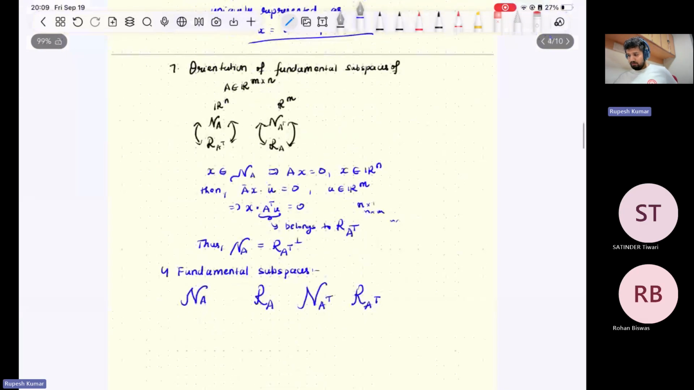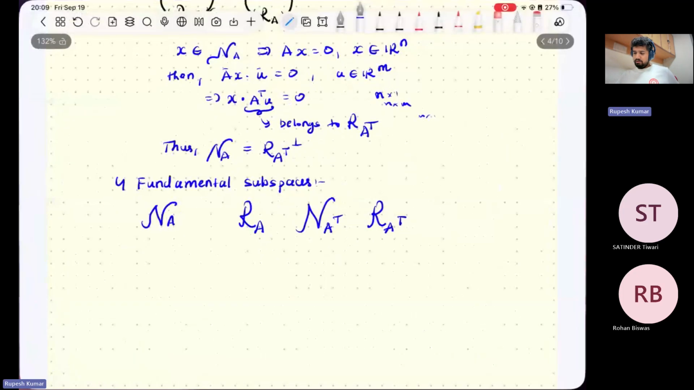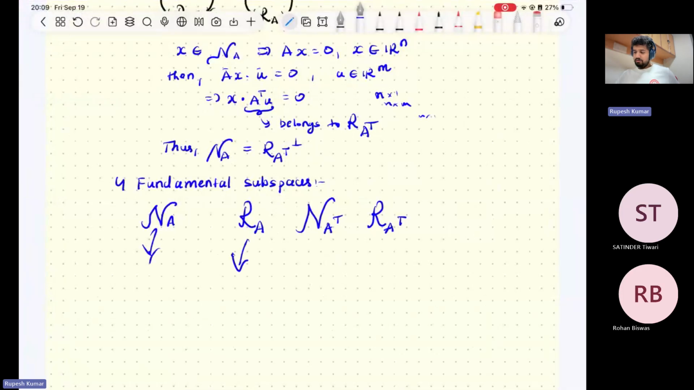Fine. And the last thing is orientation of the subspaces. We already saw the null space of A, the range space of A, then again the null space of A transpose, the range space of A transpose, and I hope you can relate this to the topics covered in the lectures. Everyone, do I need to do anything here? No, sir. The definitions are understood. If you can solve many problems, it will be helpful.